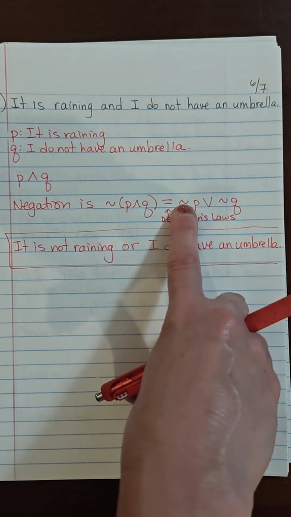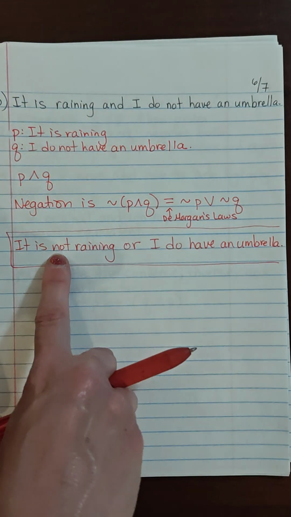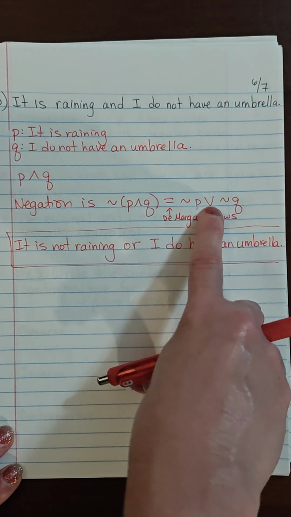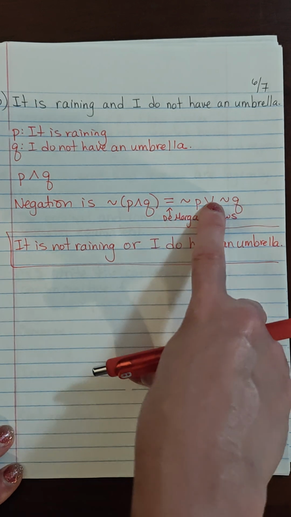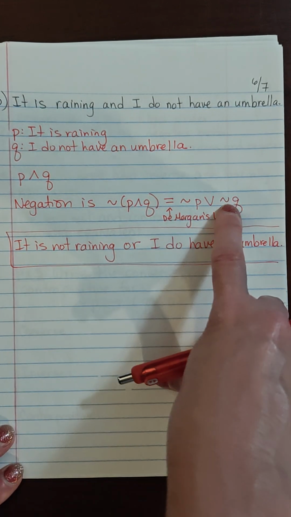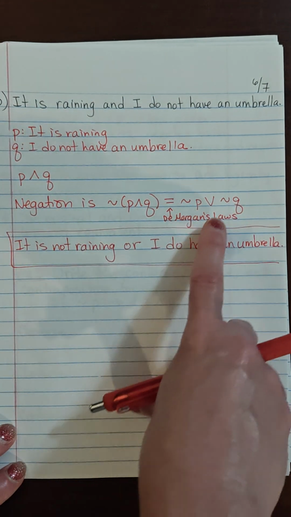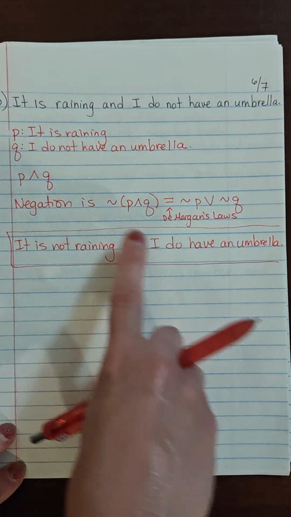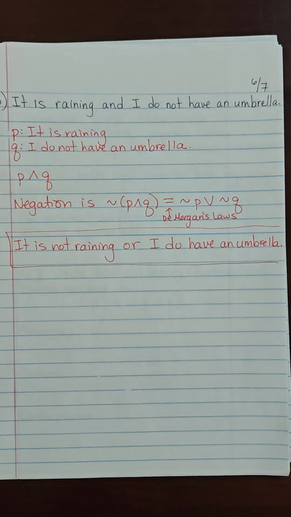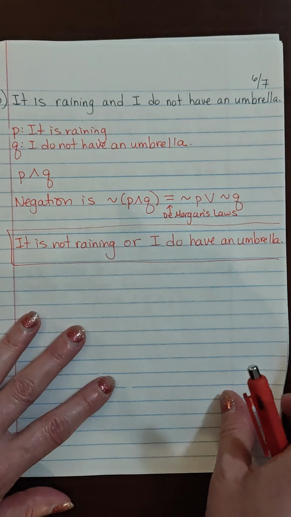So this not P, for "it is raining," put the "not raining" on there. That is an or. That's a disjunction symbol, so it's an or. And this not Q, because Q was "I do not have an umbrella," that negation of that not changes it to "I do have an umbrella." Okay.